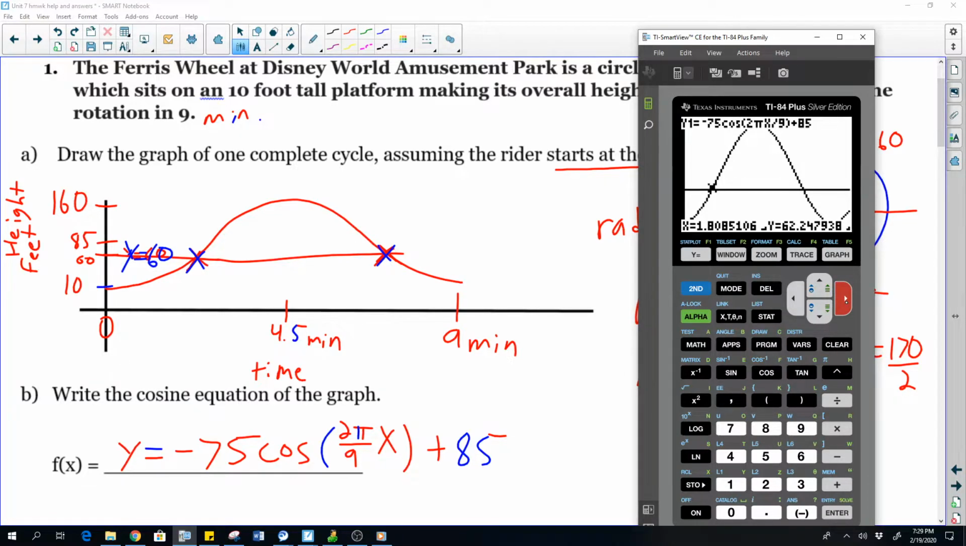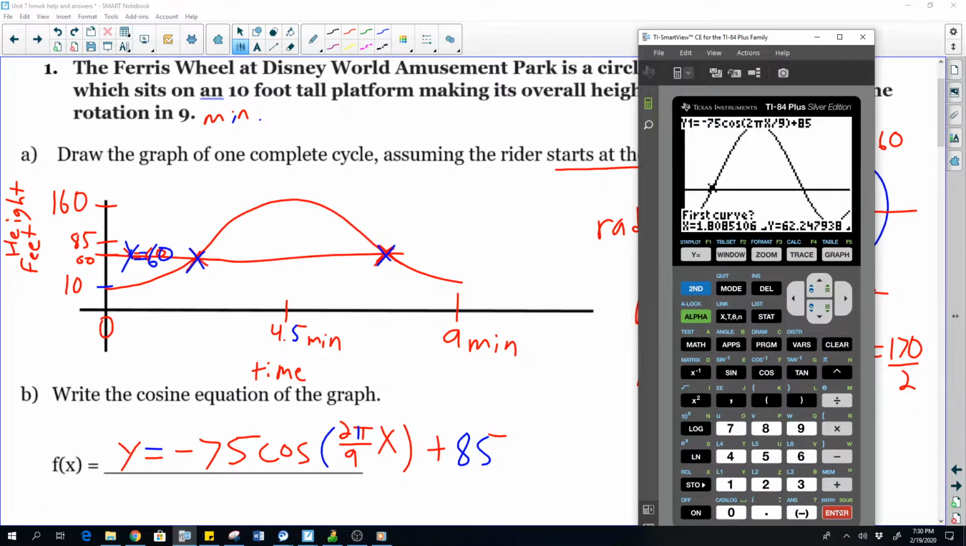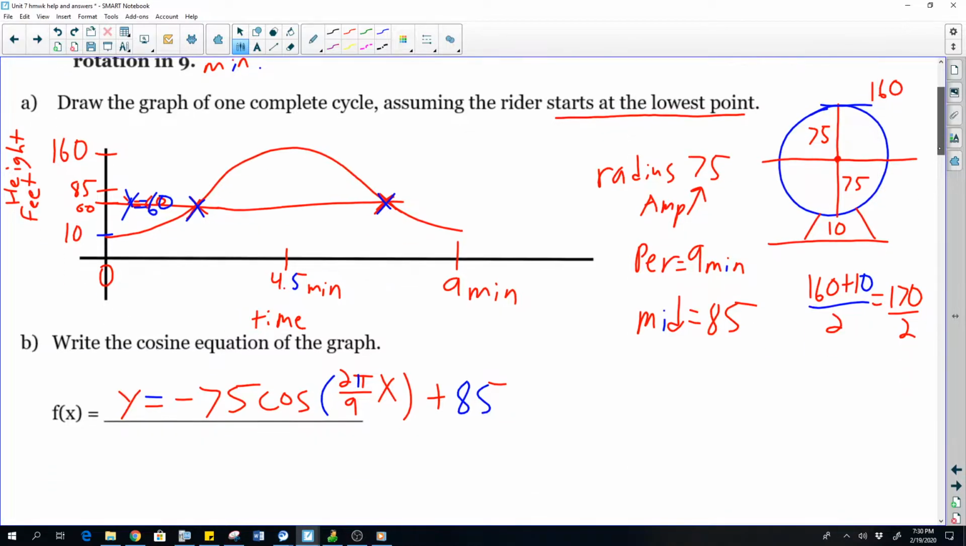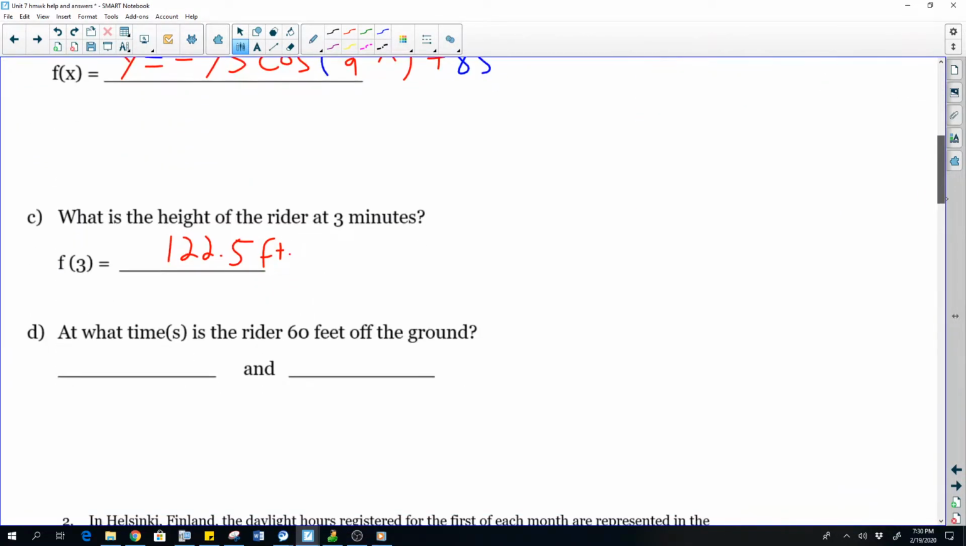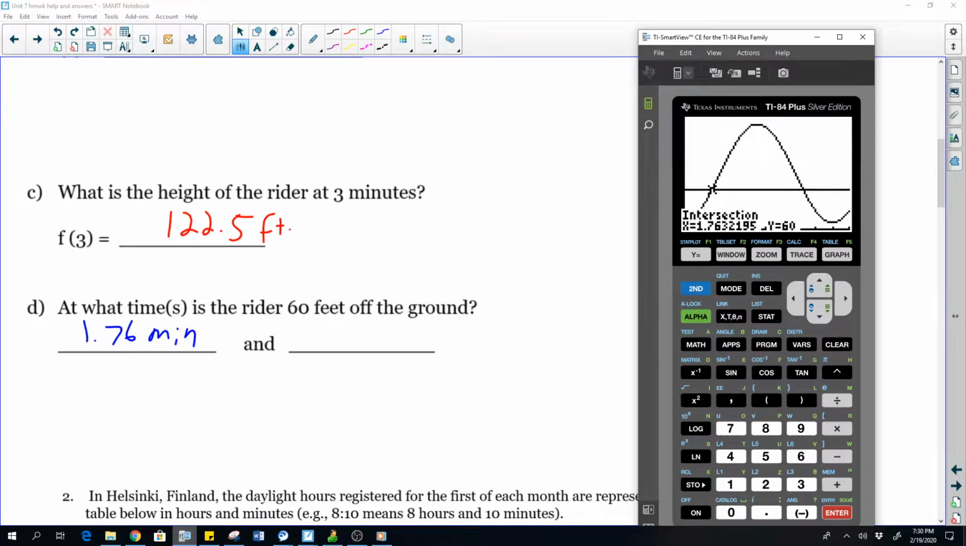Let's do intersection. So we're going to go second calc. We're going to go down to option 5, which is the intersection. And we're going to push enter 3 times. First curve, second curve, guess. 1.76, excellent, is where one of our times is. So at 1.76 minutes, we're going to be at 60 feet high. Let's write that down. So 1.76 minutes. There we go.